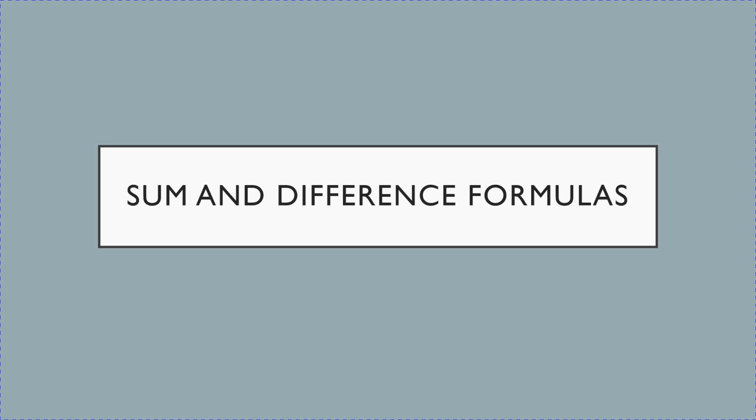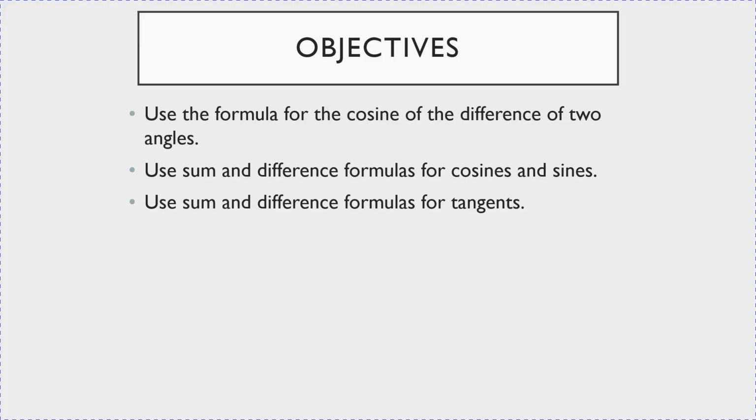Hi class, in this video we want to talk about some trigonometric identities called sum and difference formulas. We're going to work through three objectives. First, we're going to use the formula for the cosine of the difference of two angles, to help us get used to the basic concept or the basic formula. Then I'm going to introduce the sum and difference formulas for sine and cosine.